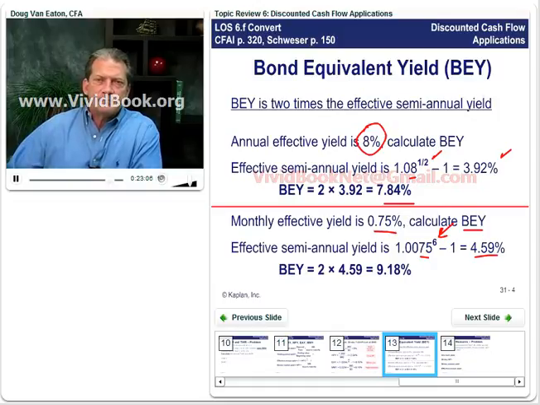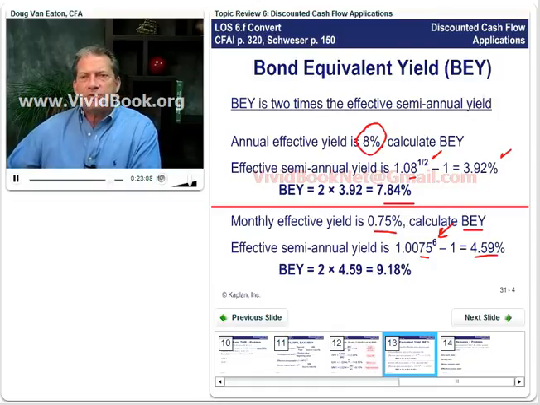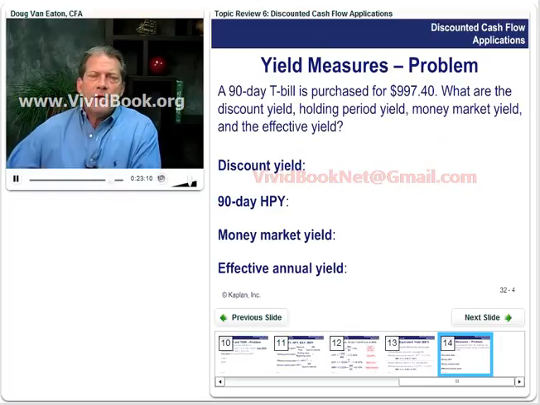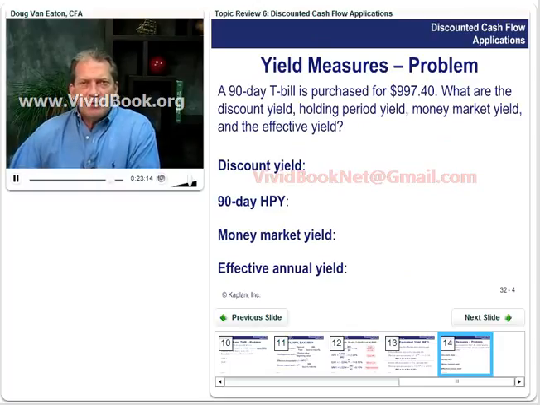So 9.18%. Okay, let's end this review with a problem, just to make sure you remember these. We've got a 90-day T-bill. It's purchased for $997.40, so I guess we're getting a little more realistic in terms of yield here. What is the discount yield? What's the holding period yield? And what's the money market yield and the effective yield?